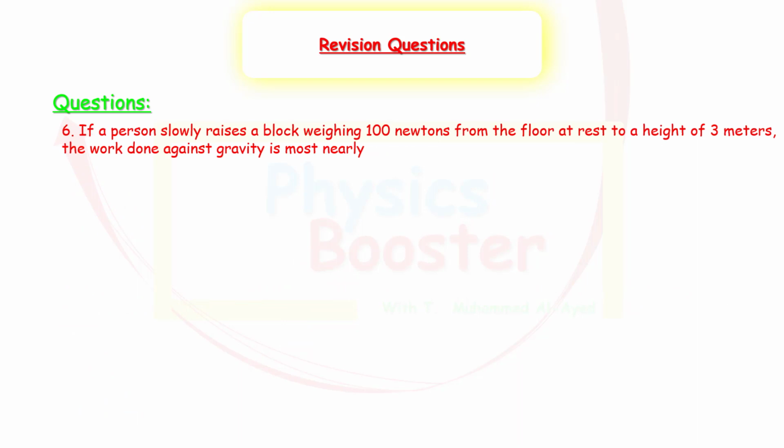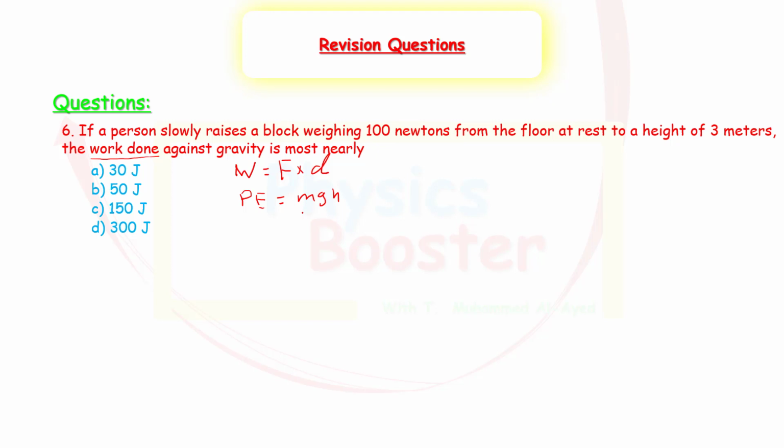If a person slowly raises a block weighing 100 newtons from the floor at rest to a height of 3 meters, the work done against the gravity is most nearly, and we have these choices. Okay, so he's asking me to find the work done on the object. Well, the work done on the object can also mean the energy used to lift this object. So we can either work it using the work equation, and we know that the work is equal to the force multiplied by the distance, or we can even use the energy equation. But what type of energy is it gaining since we are raising it upwards? Well, it's gaining potential energy, which is equal to mgh. Okay, so force multiplied by distance or mg multiplied by h.